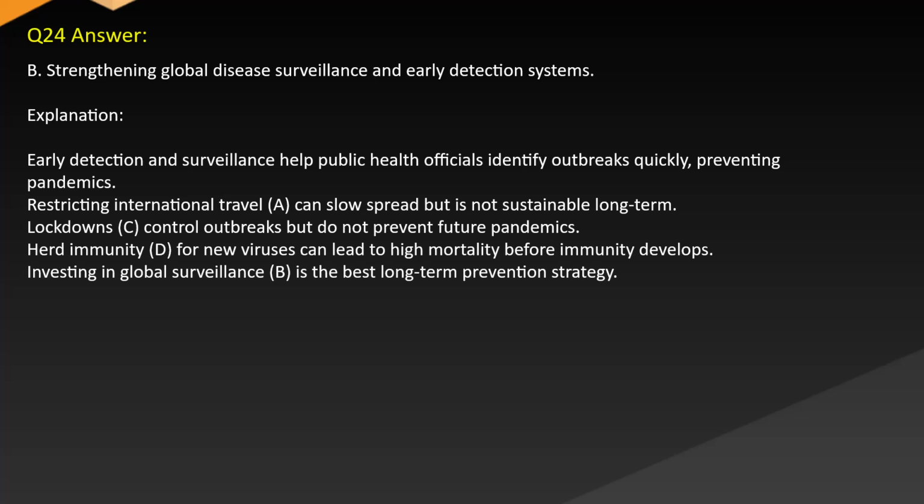Answer: B. Strengthening global disease surveillance and early detection systems. Explanation: Early detection and surveillance help public health officials identify outbreaks quickly, preventing pandemics. Restricting international travel can slow spread but is not sustainable long term. Lockdowns, C, control outbreaks but do not prevent future pandemics. Herd immunity, D, for new viruses can lead to high mortality before immunity develops. Investing in global surveillance, B, is the best long-term prevention strategy.